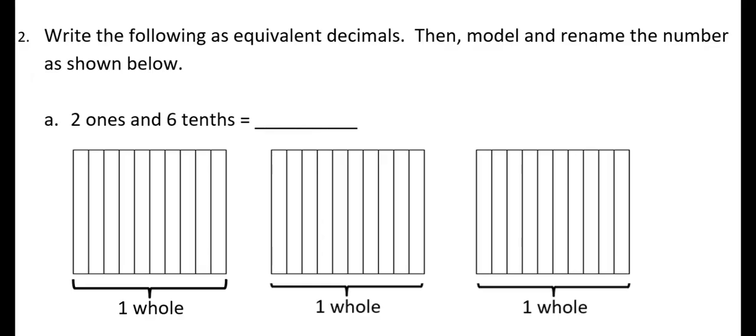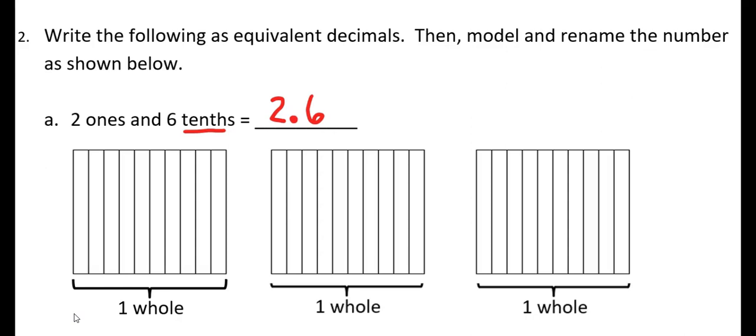In this section, I have a number written in unit form, and I need to write it as a decimal. And then I will shade in the models below it to show the representation of that decimal. So the first one says we have 2 ones and 6/10. So again, the ones place is the first place to the left of the decimal point. The tenths place is the first place to the right of the decimal point. So 2 ones and 6/10 would be written as 2.6 and just read as 2 and 6/10.